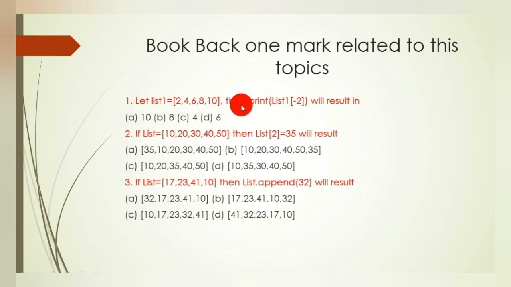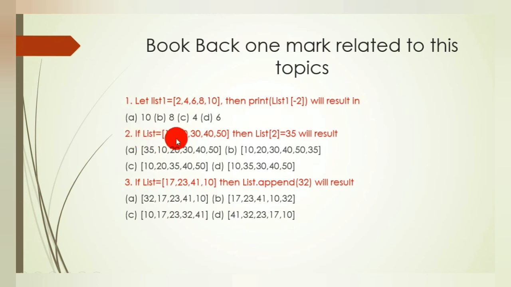So for this question, what is the output? Which element is present in the position minus 2? The last element is minus 1, and the next element is minus 2. So what will be the output of this one? 8. The result of this question is 8. Option B, 8 is the answer. And then see the next question.